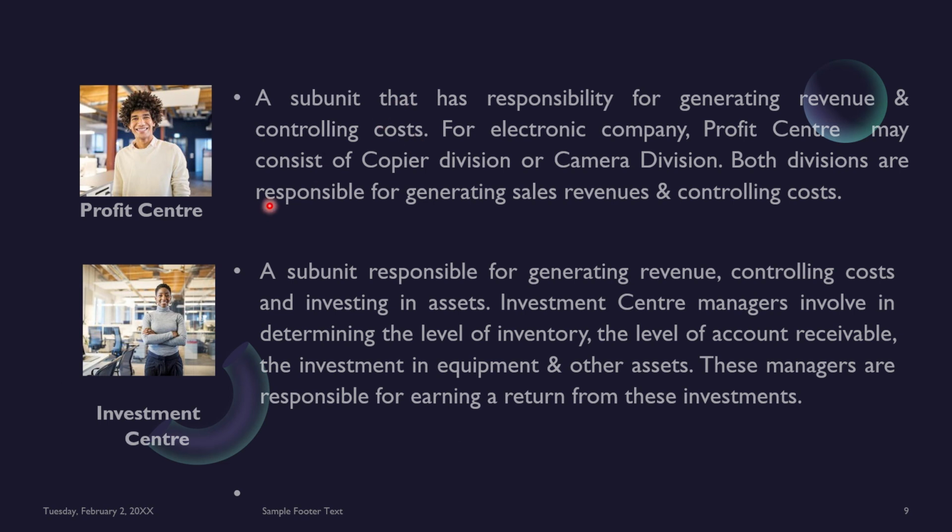Now let us look at the term profit center. A profit center is a subunit that has responsibility for generating revenue and controlling costs. For an electronic company, profit centers may consist of the copier division or camera division. Both divisions are responsible for generating sales revenue and controlling costs.